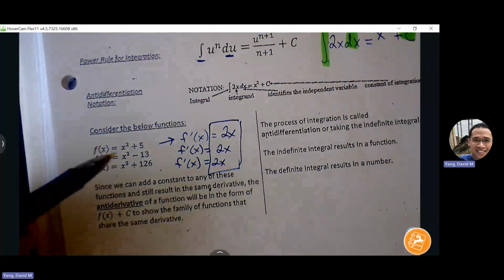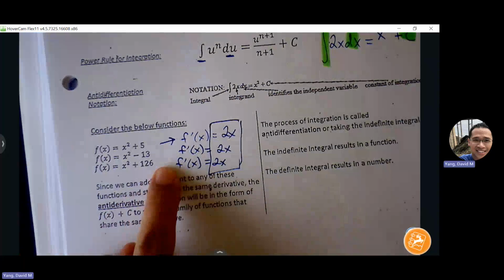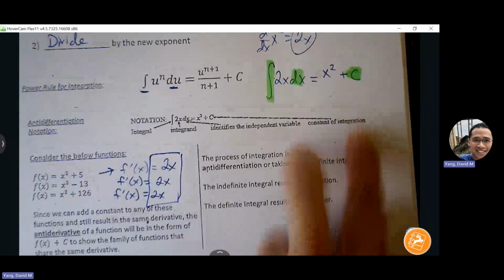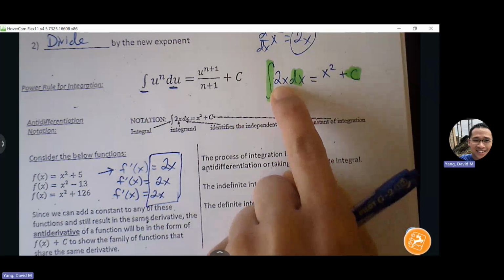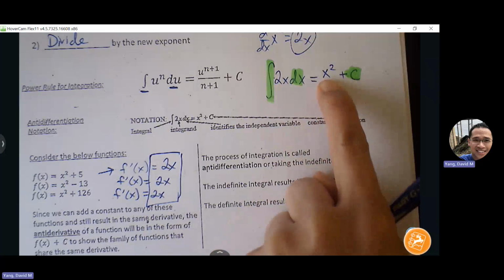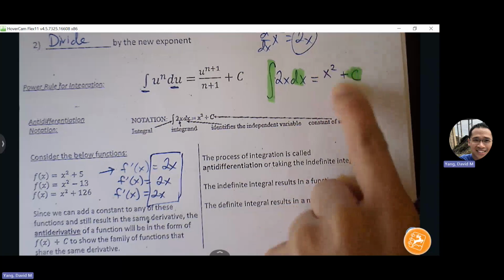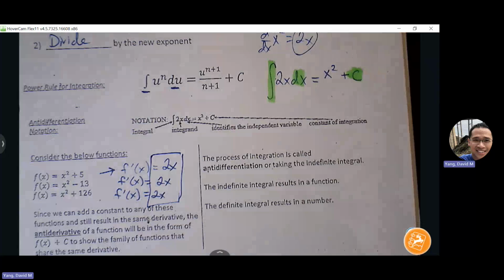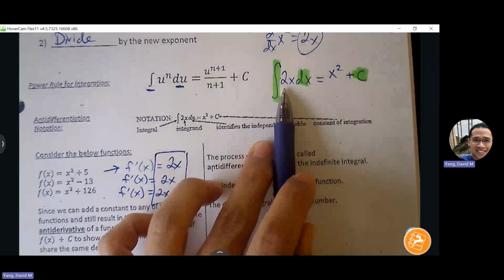Infinite? Yeah, infinite. Why do you say infinite? Infinite numbers of constants, right? As long as it's in this x squared family, it's going to be x squared plus infinite numbers of constants. And that's what this plus c tells us. It tells us how many functions share this derivative of 2x. As long as you're in this family of x squared plus an infinite number of constants, they all share the same derivative of 2x. So that's why we need that plus c there, because we're basically creating a whole umbrella set of functions that all share the same derivative.